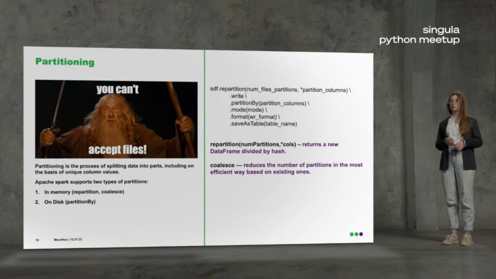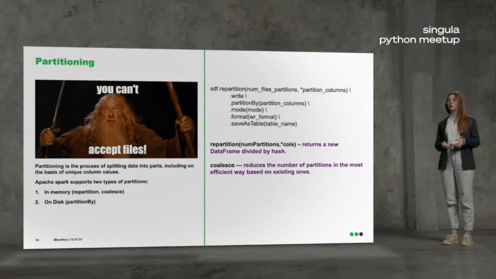Therefore, to save the tables correctly, use the following code. First, we apply repartition to the Spark data frame and change the number of files by num files partitions. Then we apply partition by if we want to increase folders to store the files. The difference between coalesce and repartition is that coalesce can only reduce the number of partitions, since coalesce redistributes existing data partitioning, and the repartition completely mixes them up and can increase or decrease the number of partitions.